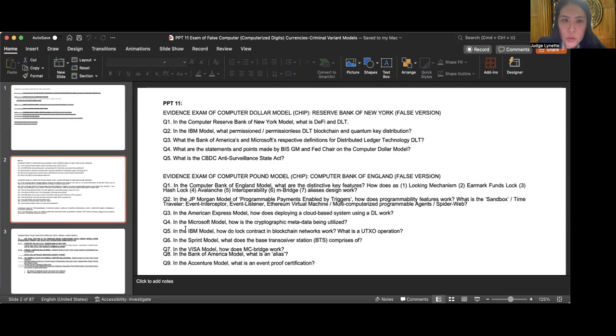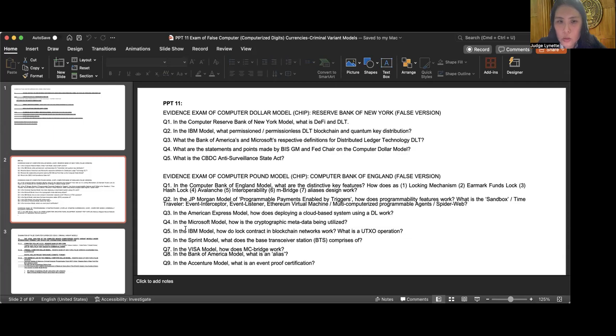So here are some of the questions. Under PowerPoint 11, exam of the computer dollar model chip, Reserve Bank of New York, the false version. The first question is, in the Computer Reserve Bank of New York model, what is DeFi and what is distributed ledger technology, DLT? The second question, in the IBM model, what is permissioned and permissionless distributed ledger technology, blockchain and quantum key distribution?